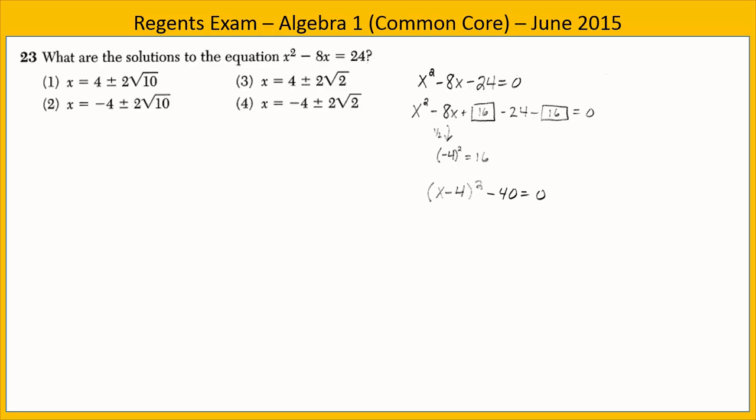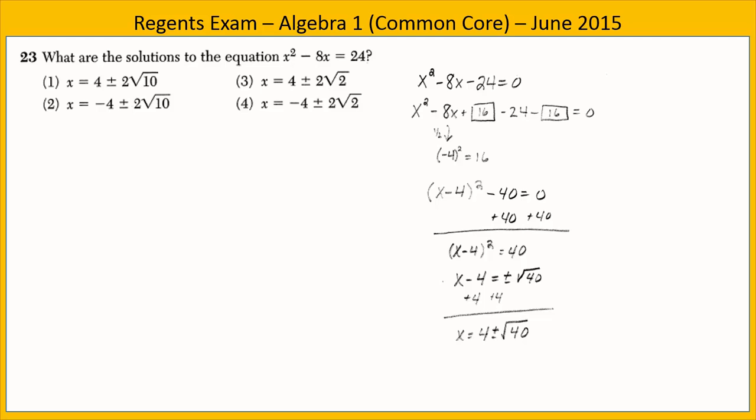Now we can write it in vertex form. Now let's solve the equation. Add 40 to both sides. We now have (x minus 4) squared isolated, so we'll take the square root of both sides, and then add 4. x is 4 plus or minus the square root of 40. The square root of 40 can be simplified to 2 square roots of 10, and so the solution to this equation is x equals 4 plus or minus 2 square roots of 10. Choice 1.